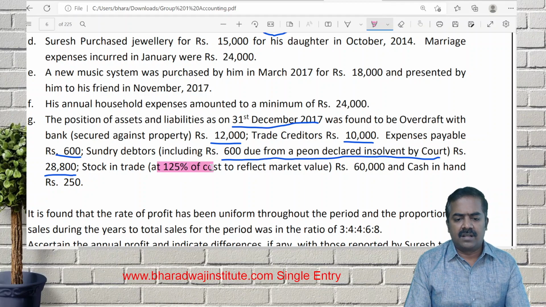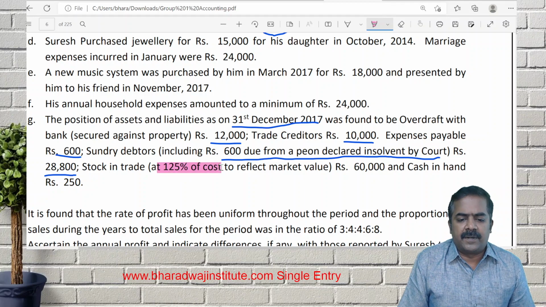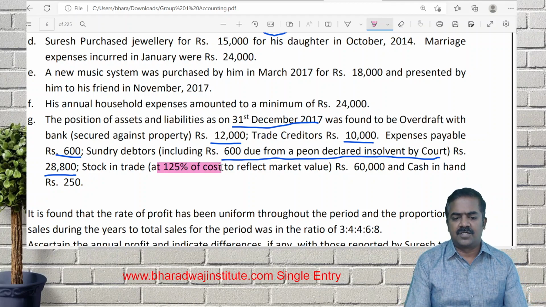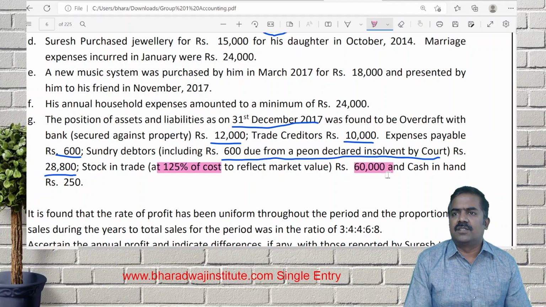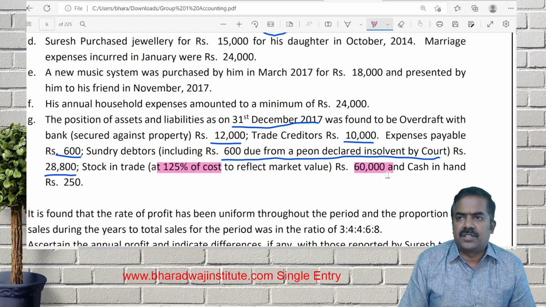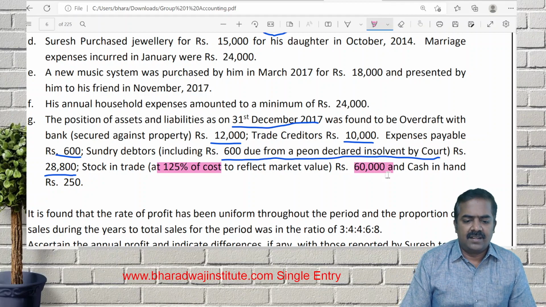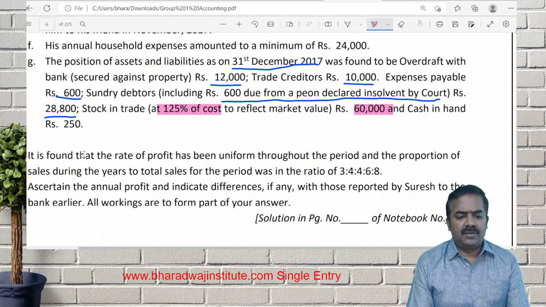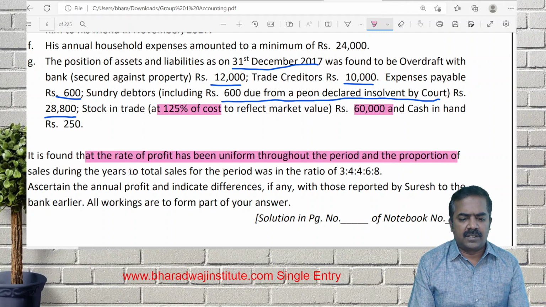Stock in trade, it is valued at, it is reflecting what? 125% of cost to reflect market value. That is also wrong. This is overvaluation. Cash in hand is given to us. Okay. It was found that the rate of profit has been uniform throughout the period, and it was in which ratio?